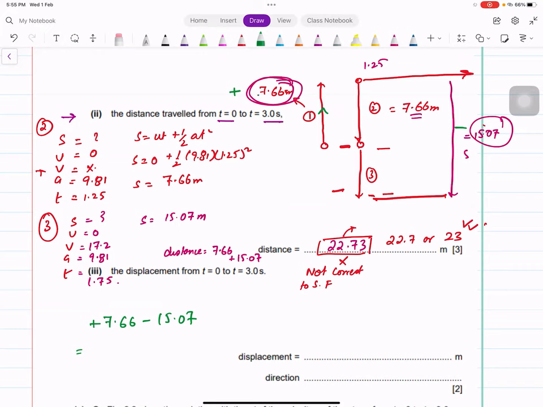I think it should be like 6.7.41. 7.41 negative, right? So it will be 7.41, but now the direction is downwards. Has to be down. Why downwards? Because I have taken down as negative. Do you guys understand this? Very good.